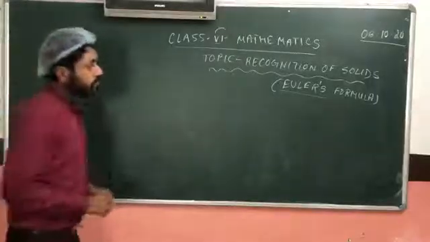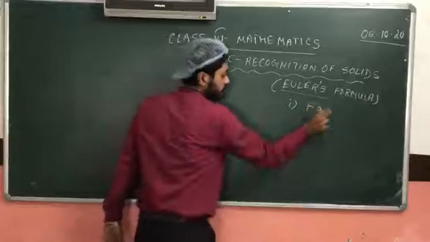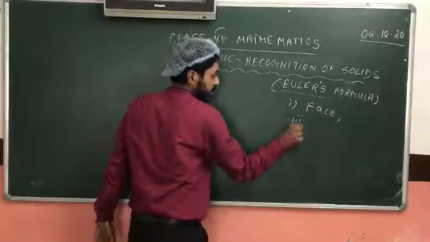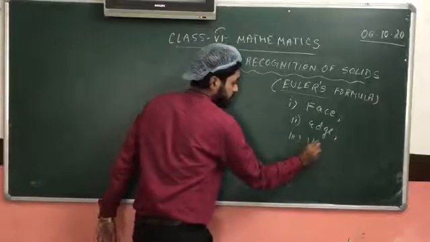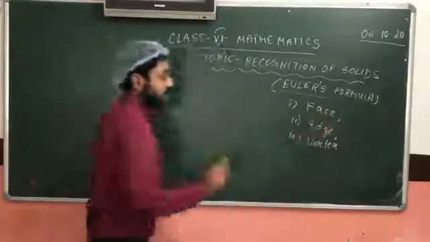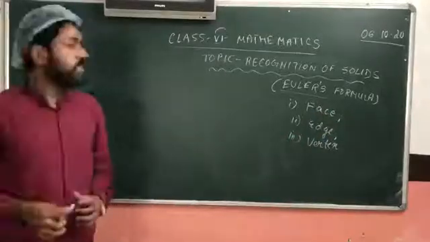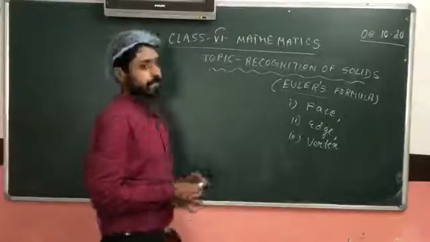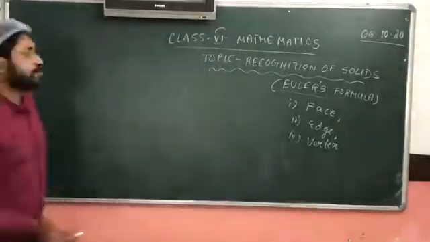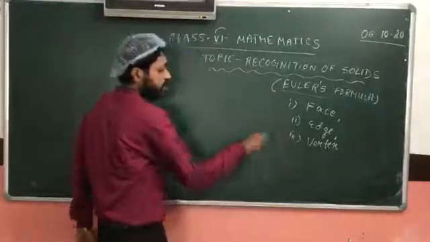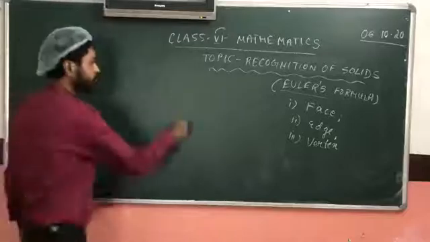Now to do Euler's formula we need to know three main important data: face, edge, vertex. What are these? What this chapter mainly involves is identification of the different types of solids, different types of shapes. I will introduce you to face, edge and vertex through one shape only, that is a cube.